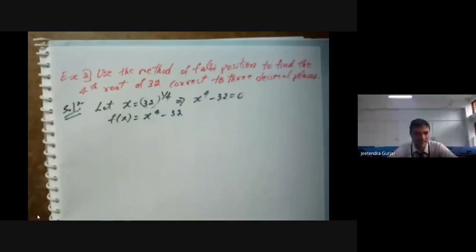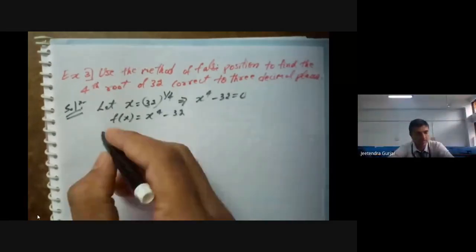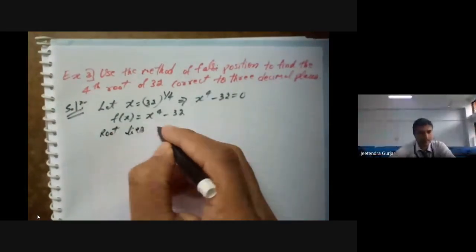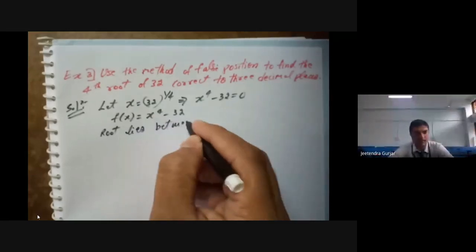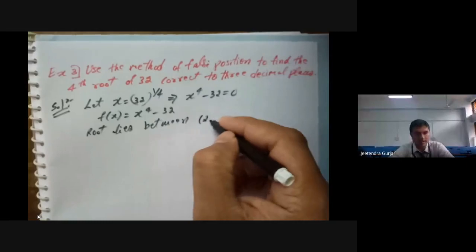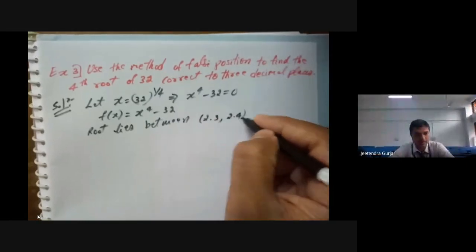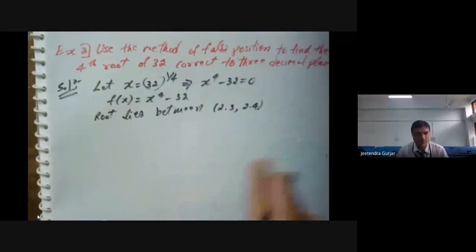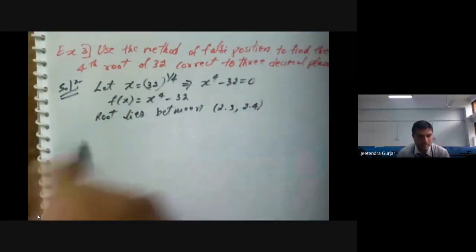Jeet Kumar has got the interval. Very good. Continue. Tell me what is the final answer. Let us see. Now, after getting this function, f of x equal to x raised to 4 minus 32, we find which interval the root lies between, as I asked. Yes, it lies between 2.3 and 2.4. How have we got this? Using the calculator. I already told you to remember the steps in the calculator.